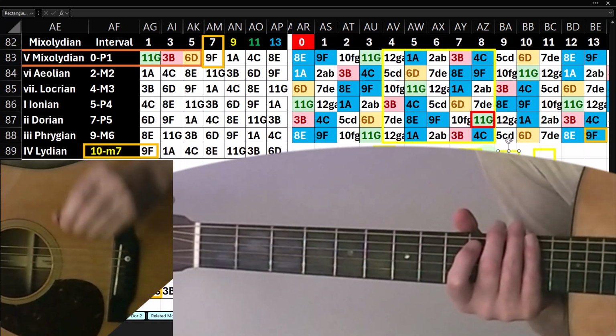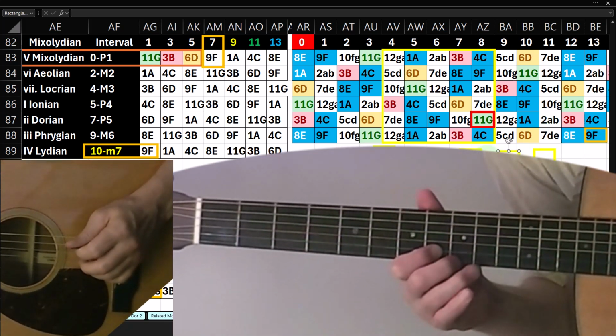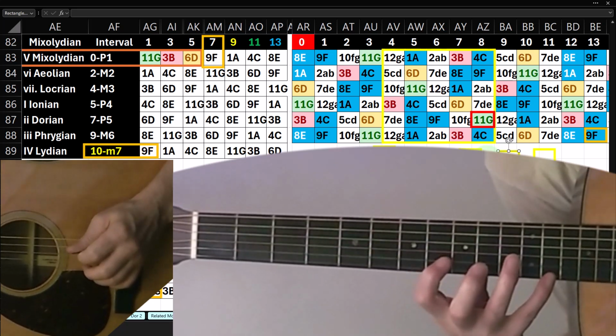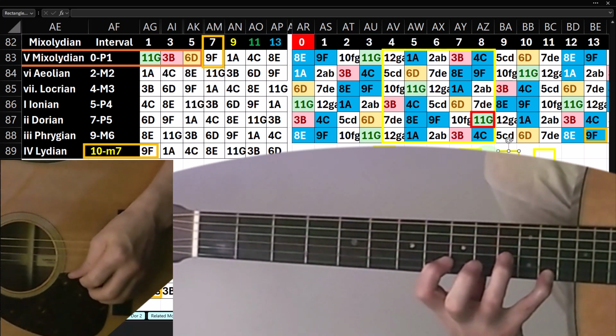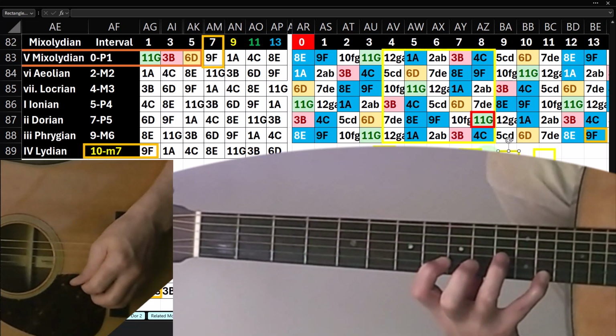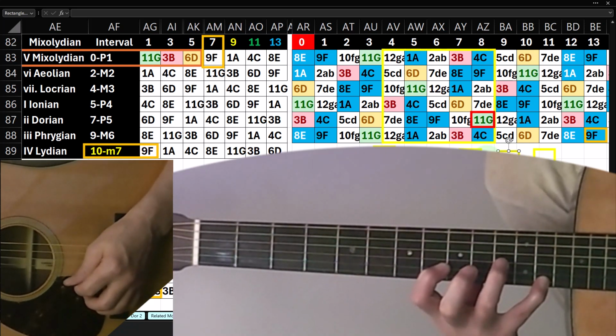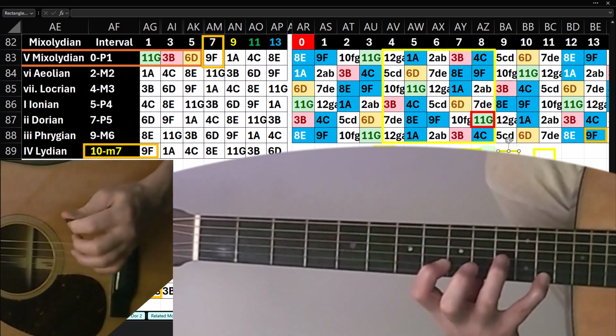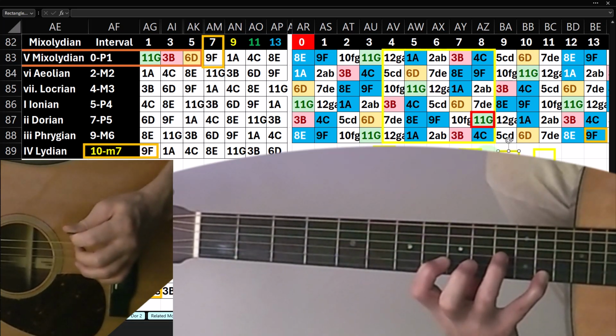Boom. Let's count it out this way. 5, 6, 7, 8, 9, 10. So top to bottom would be a 10-note away minor 7. That means that bottom to top, by the way, would be a 2-note away, which would be a major second.